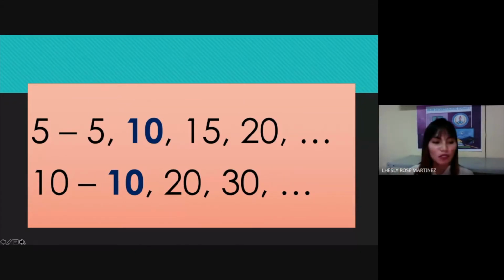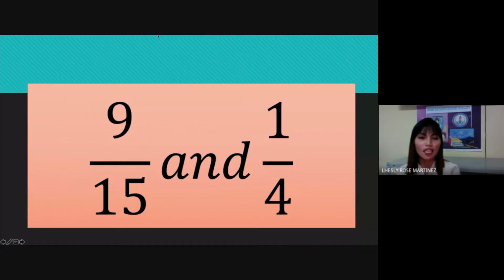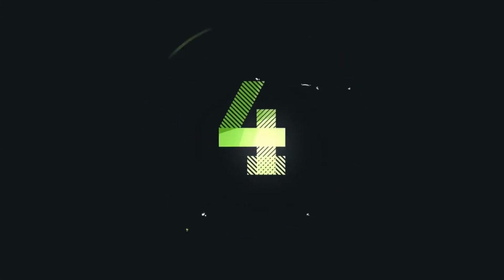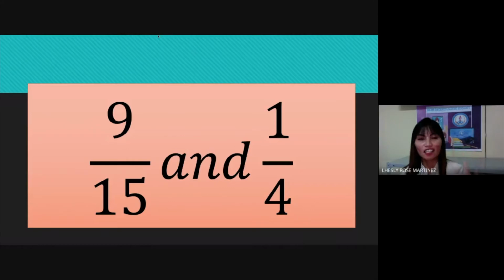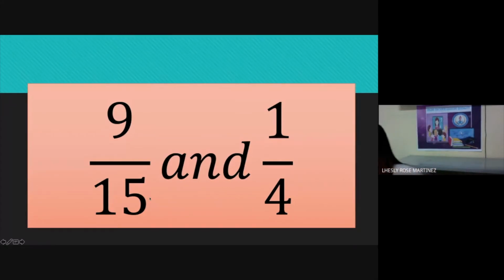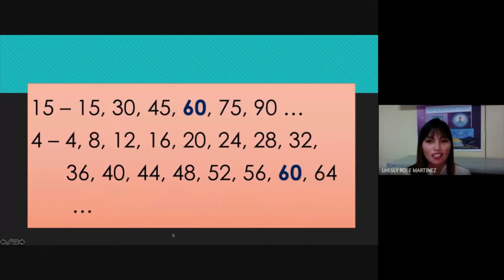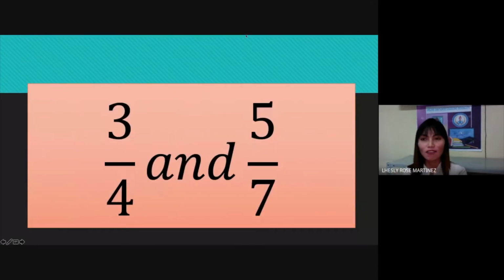Question number 2. What is the LCD of 9/15 and 1/4? Show your answers. The correct answer is 60. The least common denominator of 15 and 4 is 60. Very good. Next, third question: 3/4 and 5/7.